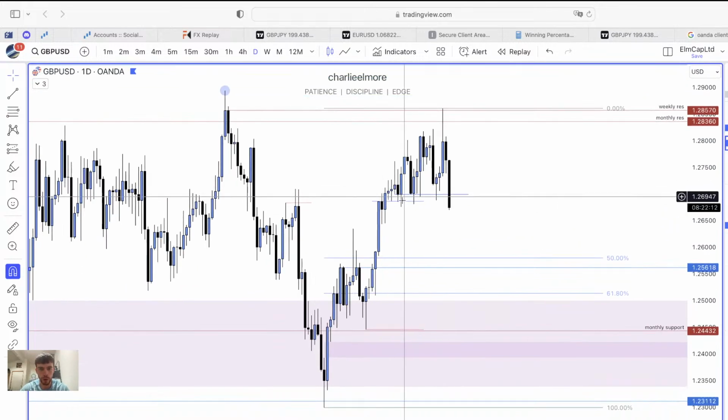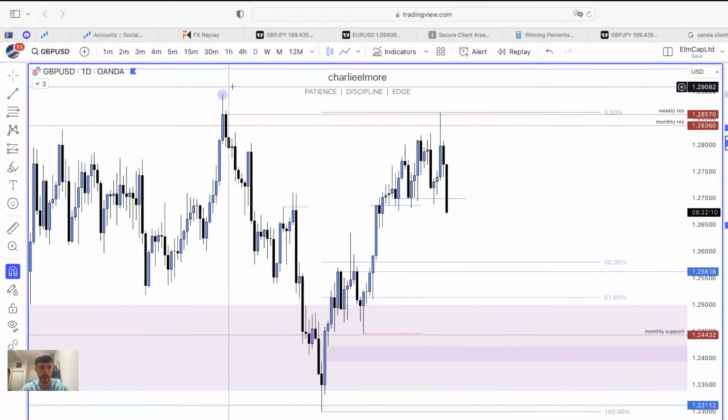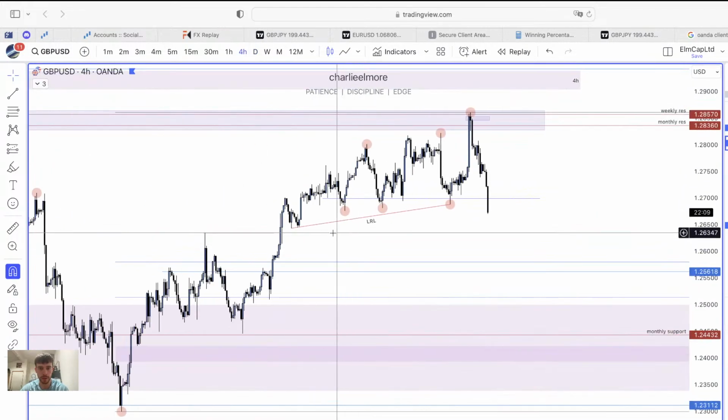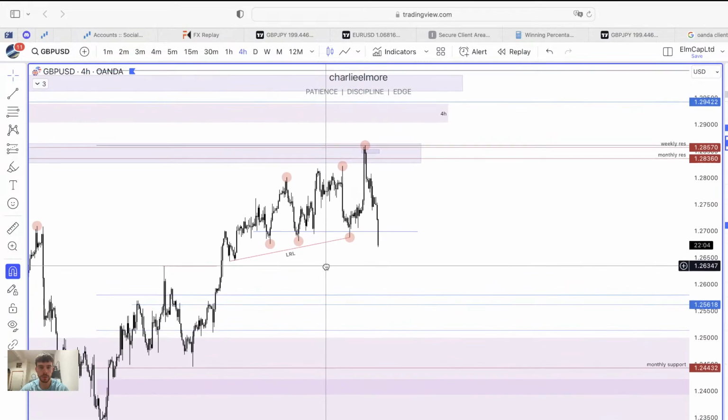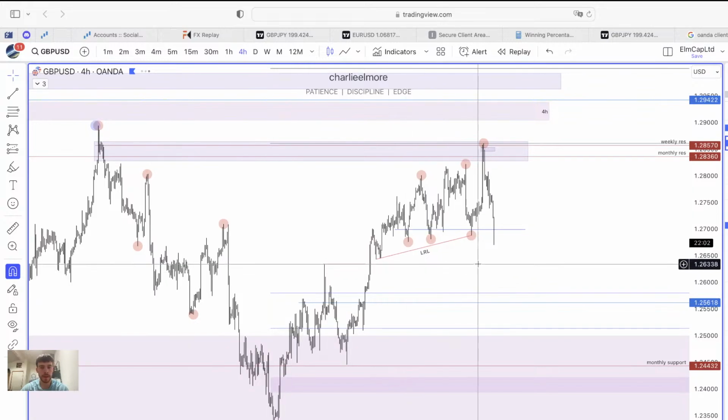Perfect. So GU's broken below these lows. This is what we was anticipating. If we go to the 4 hour time frame, you can see right here. Okay, liquidity. Very, very clear to see.